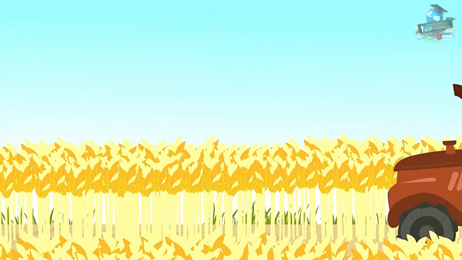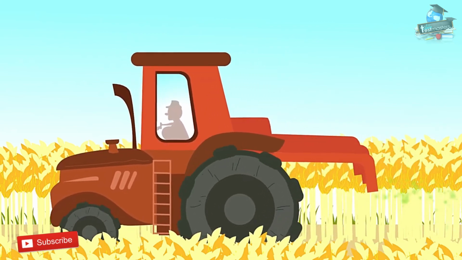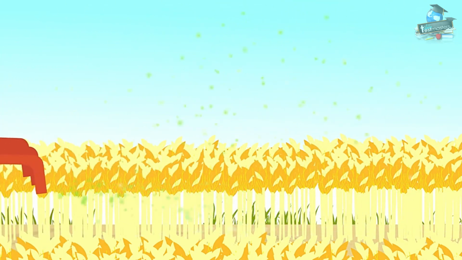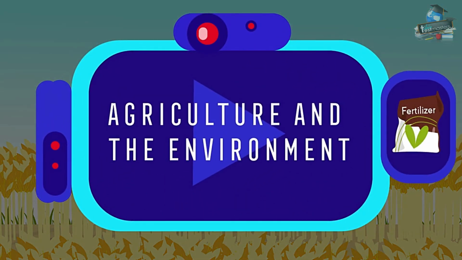So now you know how pests can be controlled to allow farmers to grow the maximum amount of crops possible. If you want to learn more about intensive farming methods and why they use pesticides and fertilizers, watch this video.